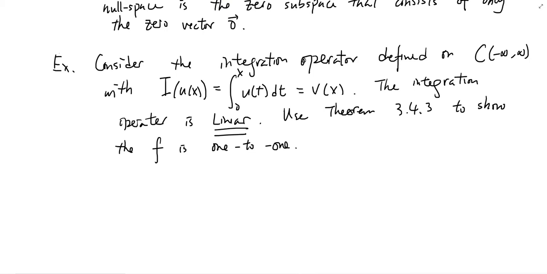So I'm just going to continue, and it should be pretty easy to argue that it is 1 to 1. How do I show that this is 1 to 1 using theorem 3.4.3? What I need to show is that there's only one element that I can plug into this integration operator that will give me 0 as the output. So in this case, I have to solve this equation.